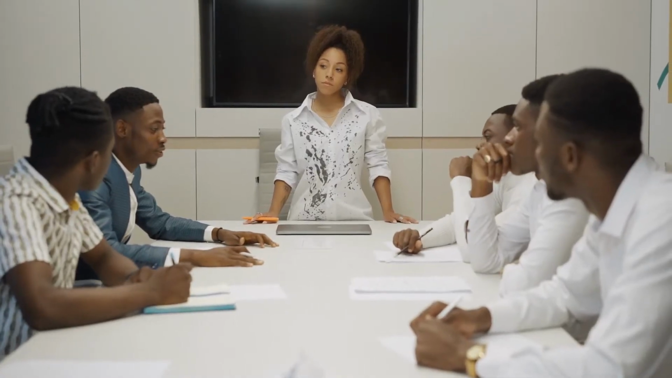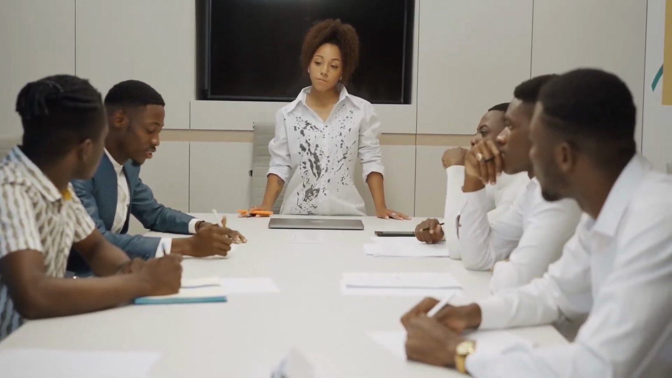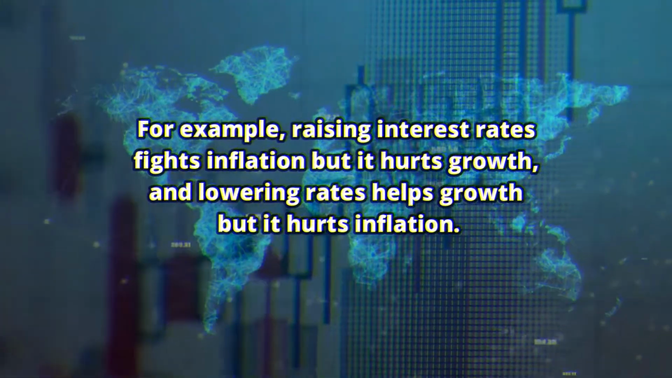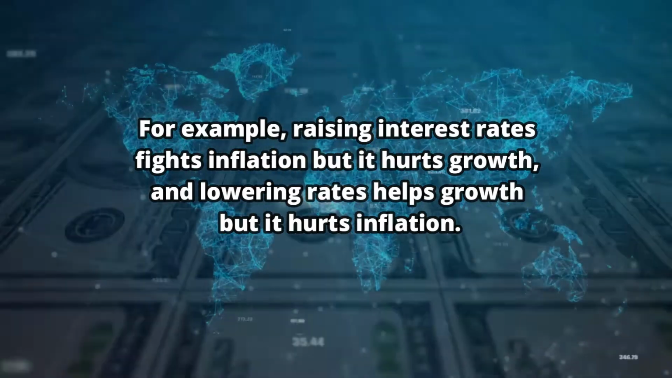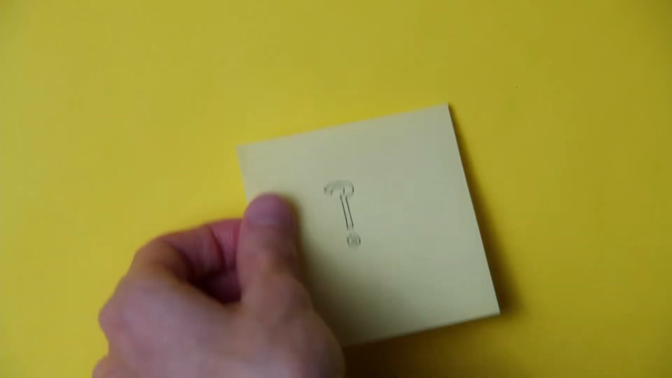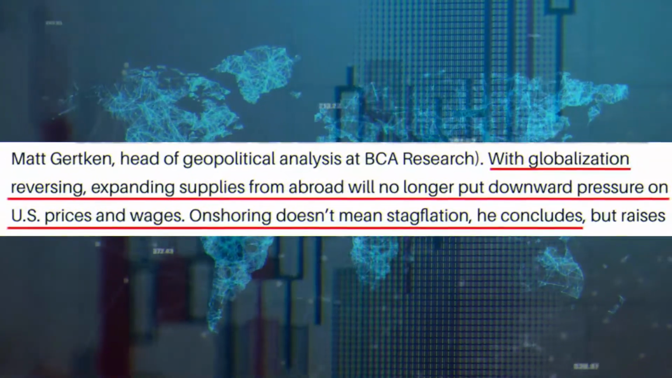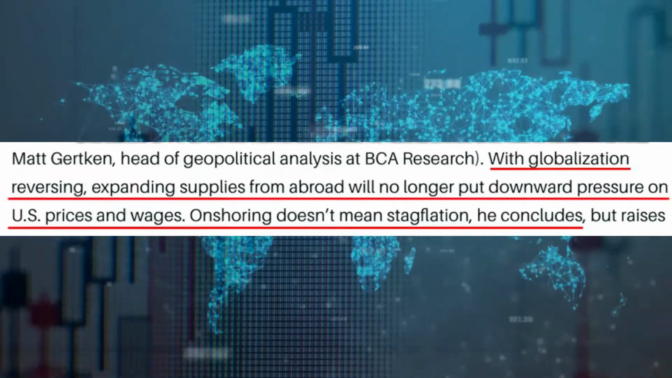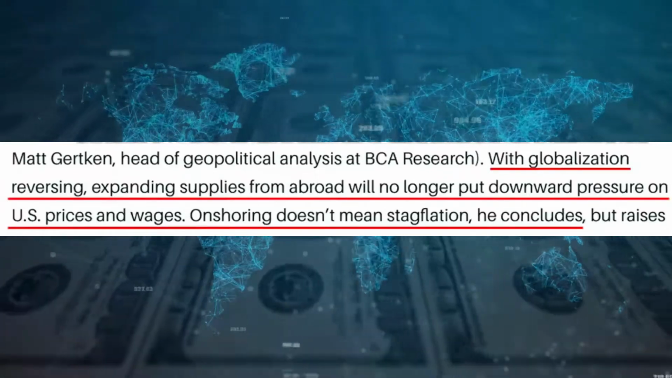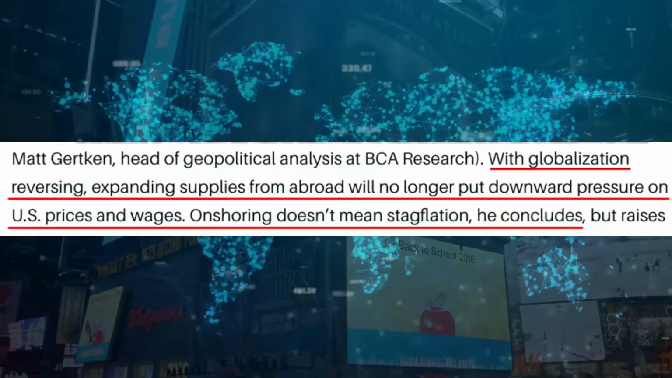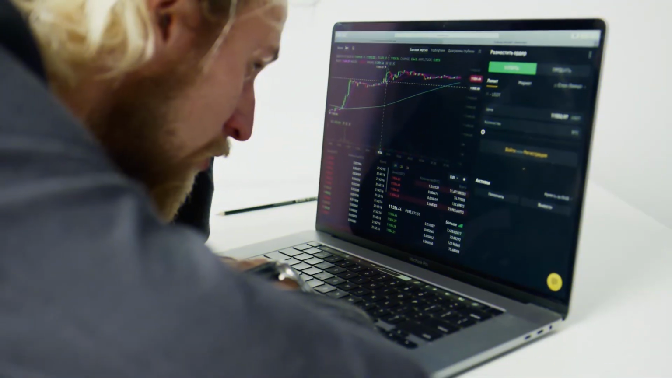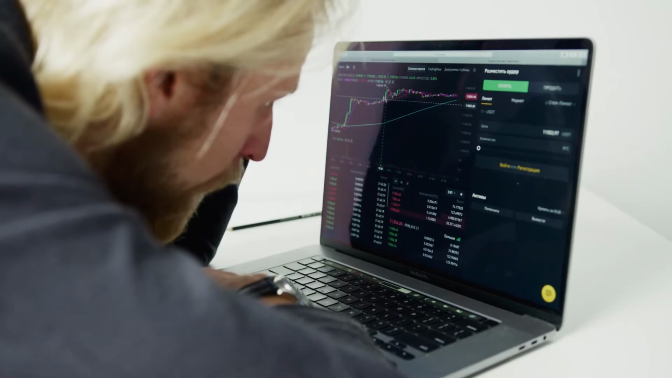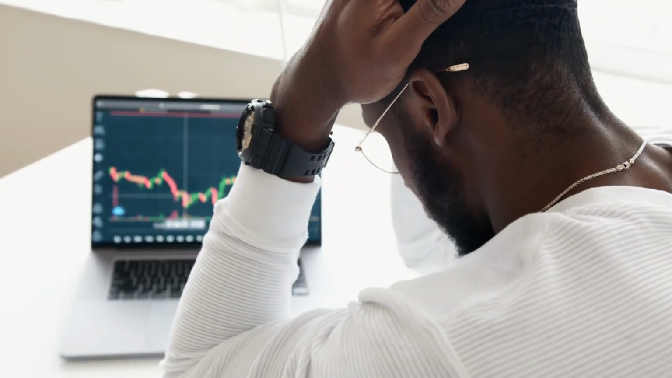The problem with this type of situation is that the solution for high inflation or low growth usually makes the other one worse. For example, raising interest rates fights inflation, but it hurts growth, and lowering rates helps growth, but it hurts inflation. Now, are you getting the point? However, it does not appear that we are reaching a dead end, and others suggest that as the United States reduces its reliance on other countries, this should no longer exert downward pressure on US prices and wages, successfully preventing stagflation.